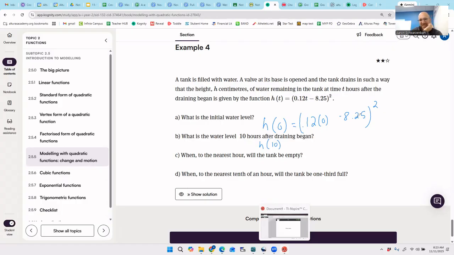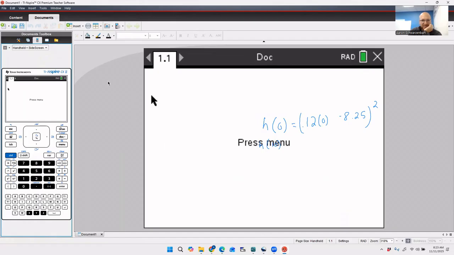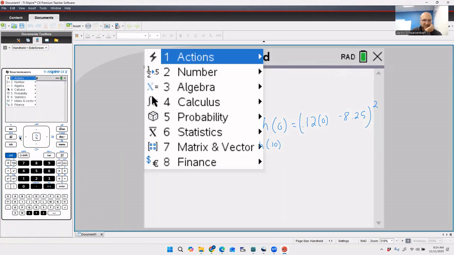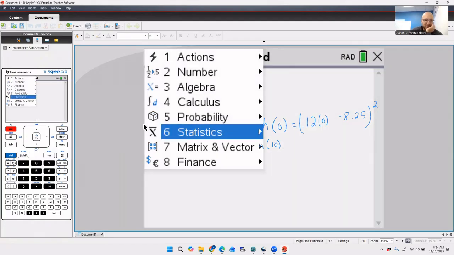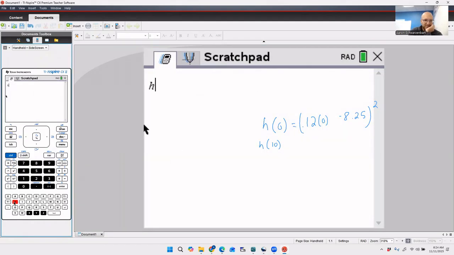So let's just put this in the calculator. I'm going to show you a little trick on the calculator. Where's H? So I can actually just define my function. I need to use the colon equals.